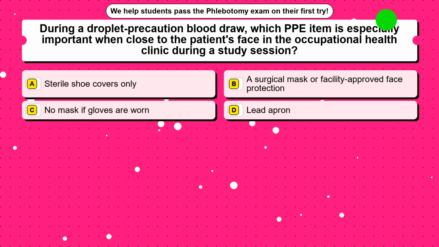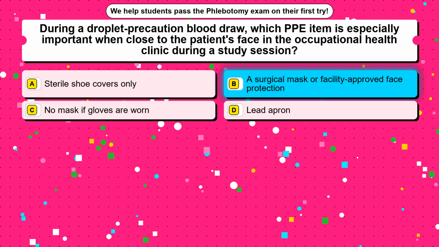Question 5. During a droplet precaution blood draw, which PPE item is especially important when close to the patient's face in the occupational health clinic during a study session? Option A. Sterile shoe covers only. Option B. A surgical mask or facility-approved face protection. Option C. No mask if gloves are worn. Option D. Lead apron. The correct answer is option B.